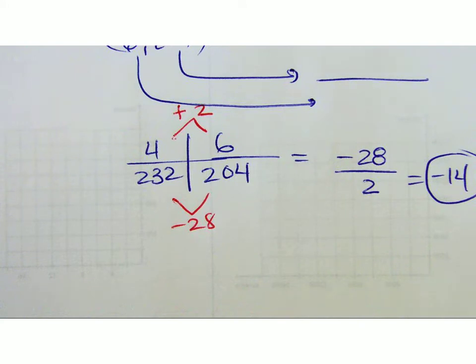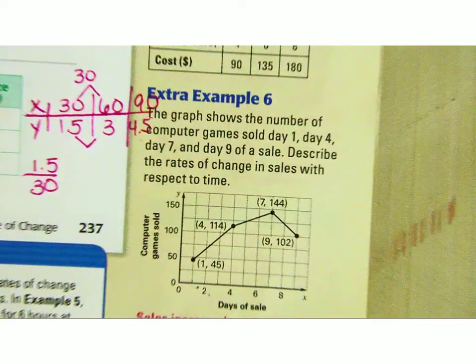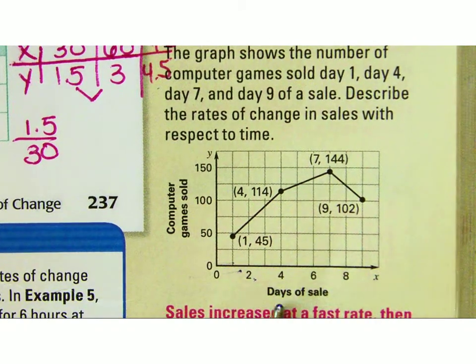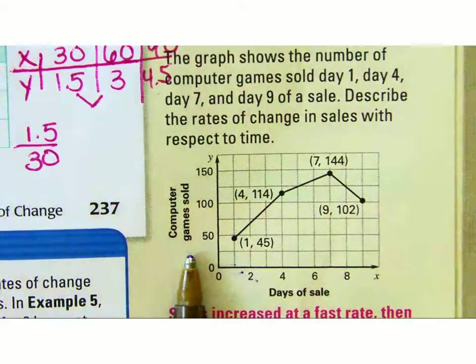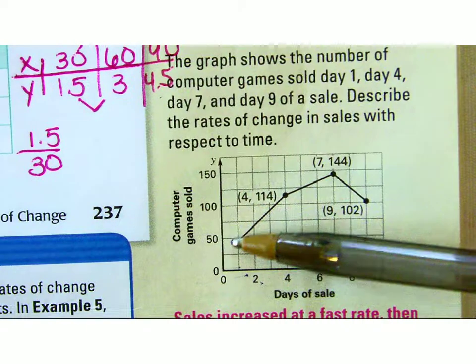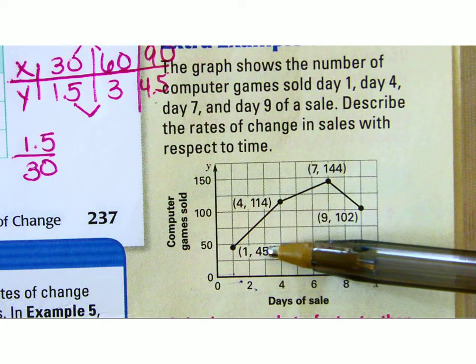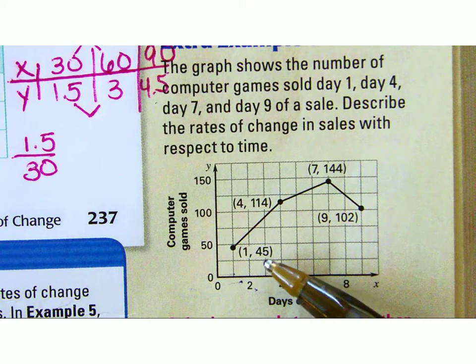So if I were to show you a graph like this, could you do the same thing? If I showed you this and said that here's the sales. So this is day 1 of the sale, and this is the computer games that were sold. Again, notice that that's a really big interval. They have got to give you ordered pairs, right? Okay? So on day 1 of the sale, they sold 45 computers.